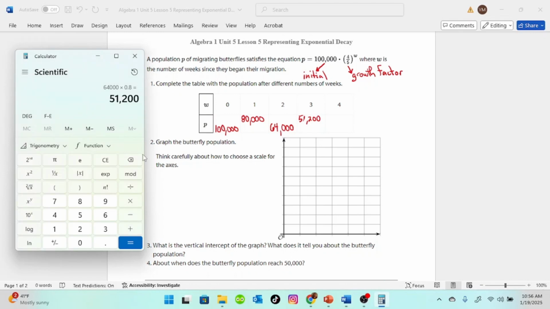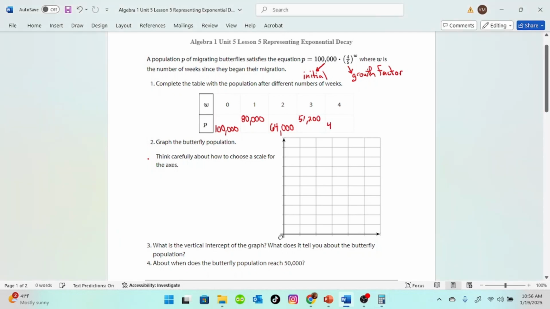And finally, we're going to take those 51,200 butterflies that are remaining, and we're going to multiply them by 4/5, which is equal to 0.8. And that gives us a population of 40,960.